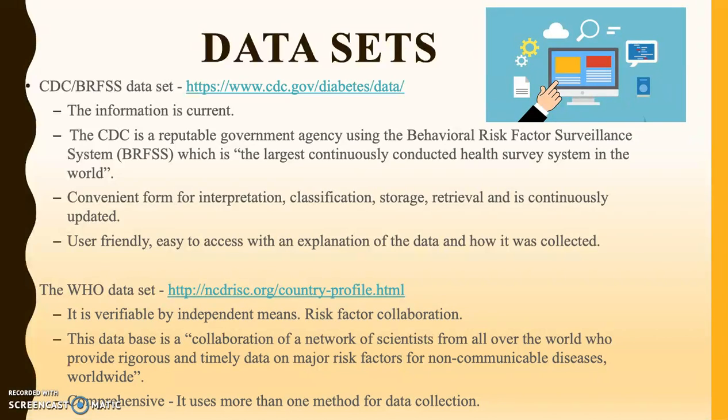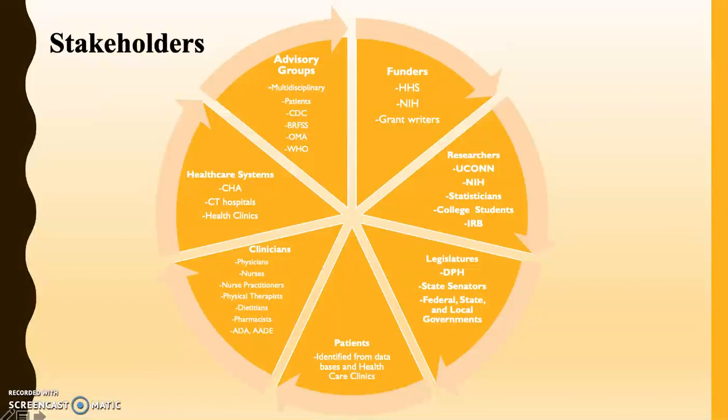Another data set which I looked at, which I used for the United States data, was the data from the World Health Organization, the NCD Risk Factor Collaboration data set. This database is a collaboration of a network of scientists from all over the world who provide rigorous and timely data on major risk factors for non-communicable diseases worldwide. It is comprehensive and it uses more than one method for data collection.